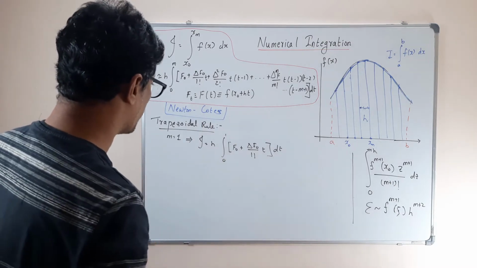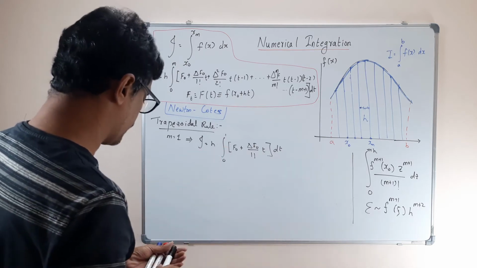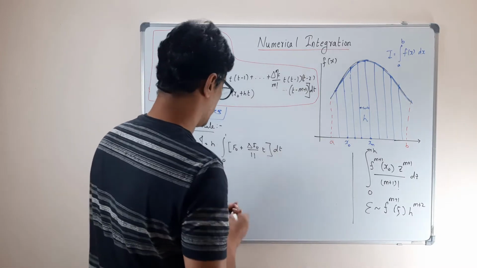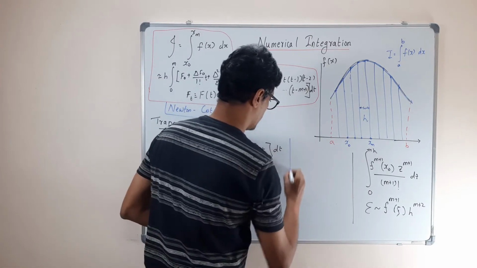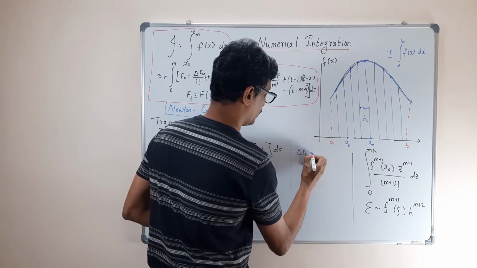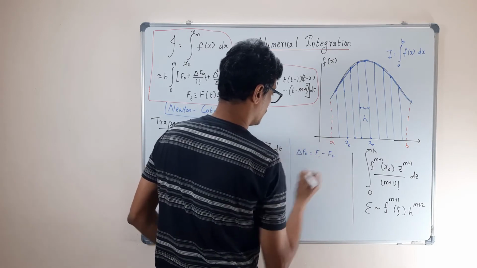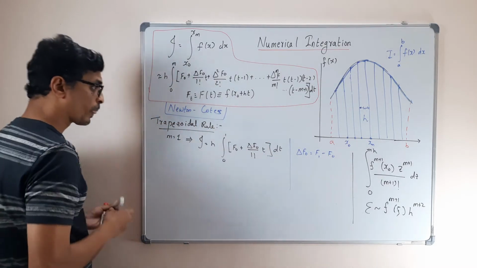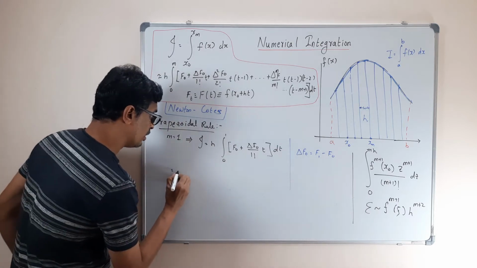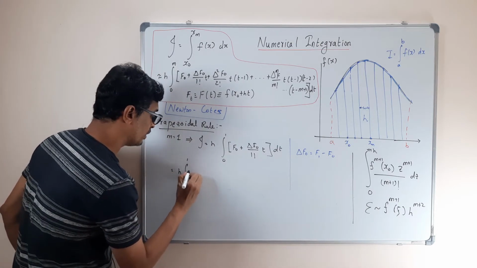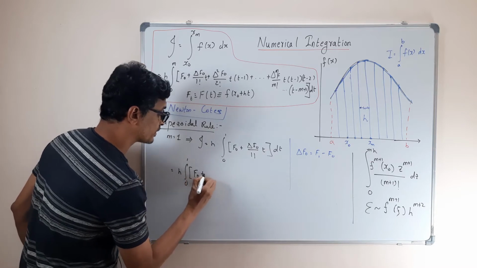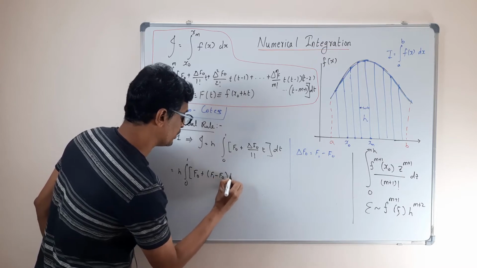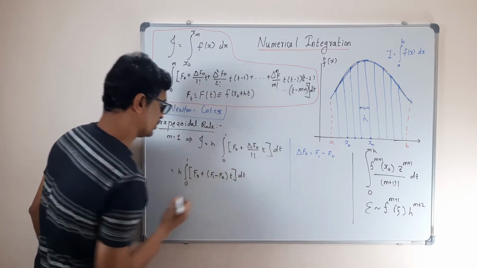Okay, let us do this integration. We want to find out what delta f0 is. If you remember, delta f0 will be equal to f1 minus f0. So let me put it there. What we are going to have is h into the integral from 0 to 1 of f0 plus f1 minus f0 into t, dt.